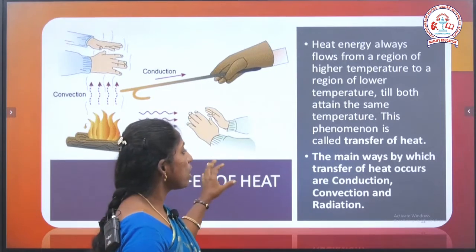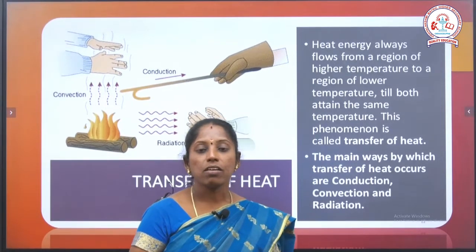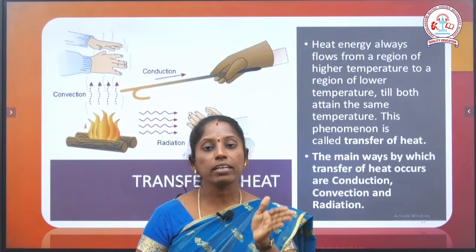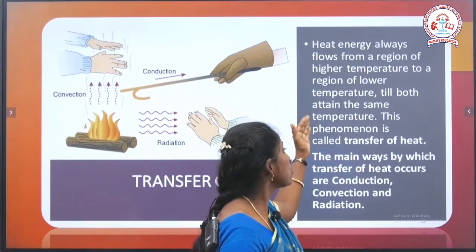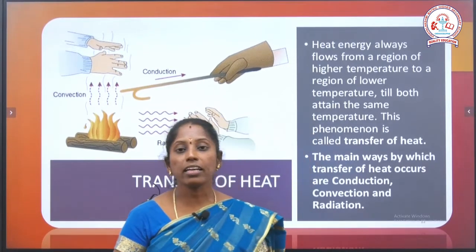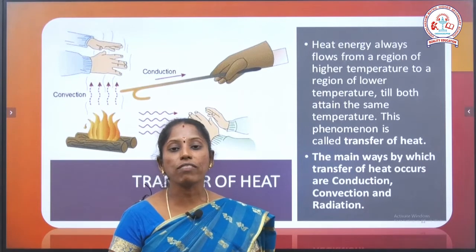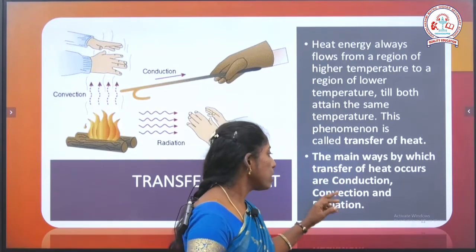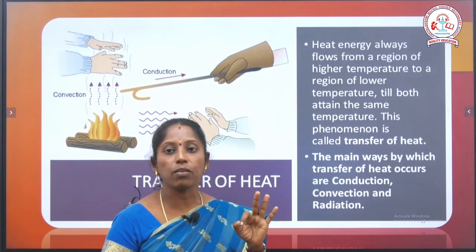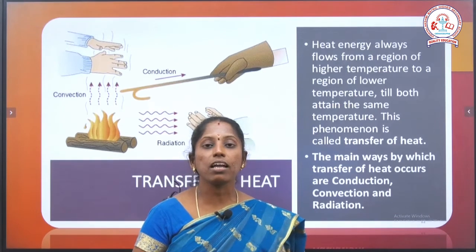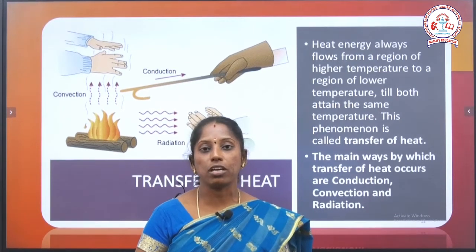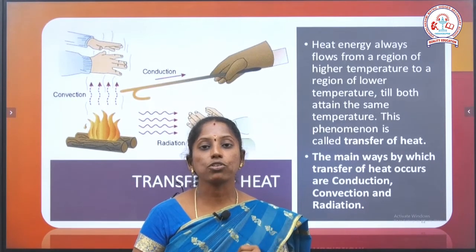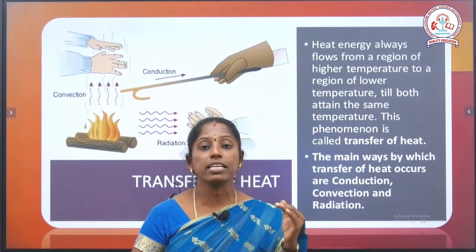First, let us see what is meant by transfer of heat. Heat always flows from a region of higher temperature to a region of lower temperature. That kind of phenomenon is called transfer of heat. Then what are the ways heat can transfer? There are three ways: the first is conduction, the second is convection, and the third is radiation. Conduction, convection and radiation are the three ways of heat transfer.